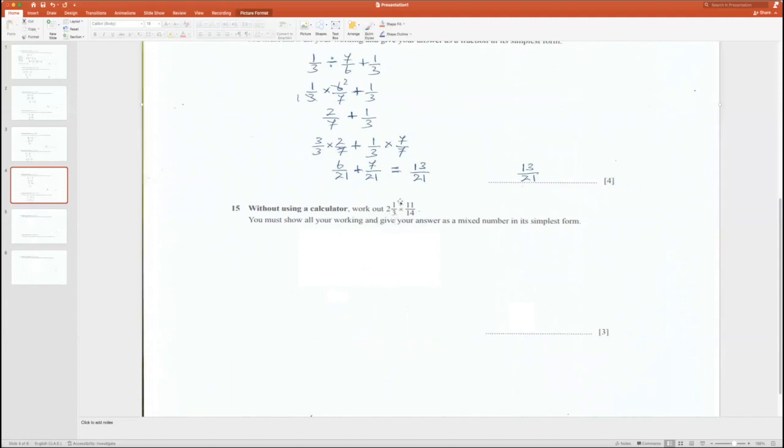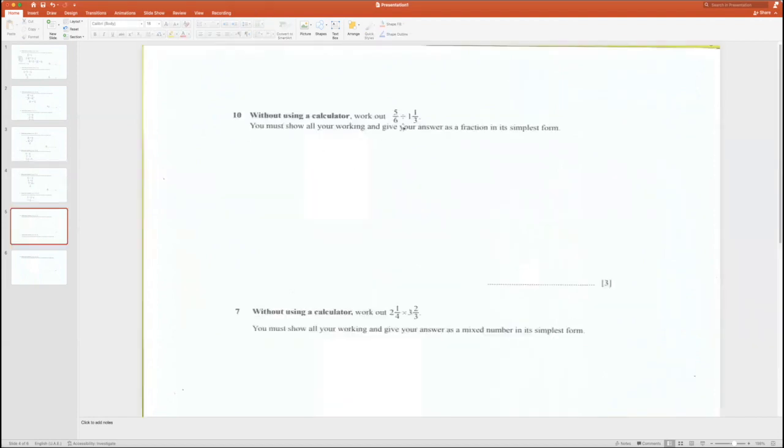Without using a calculator, work out. We have to convert this one to an improper fraction and multiply these two fractions. 3 times 2, 6 plus 1, 7 over 3 and 11 over 40. We can simplify these two. 7 times 1, 7 times 2. Then 1 into 11, 11, 3 into 2, 6. This is an improper fraction. We can write this as a mixed number.